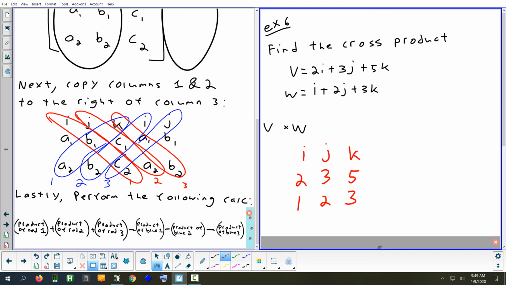Now, what's the last thing I do with that? Copy columns 1 and 2 to the right. So I'm going to have I, J, 2, 3, 1, 2. That's it for setting up your problem. Now we write our answer. Any questions on how I set that up?